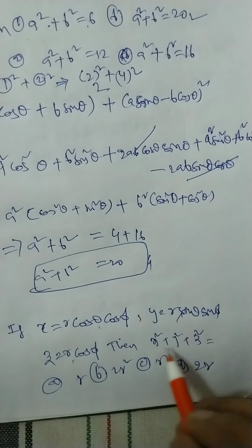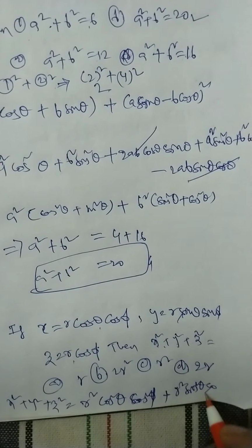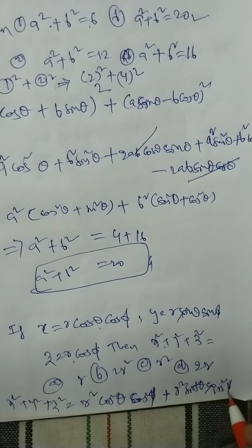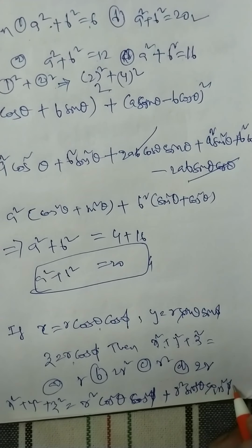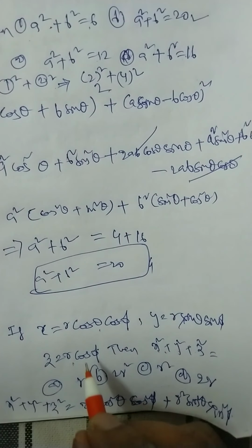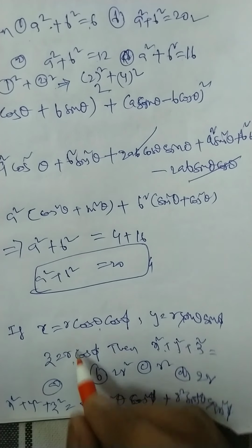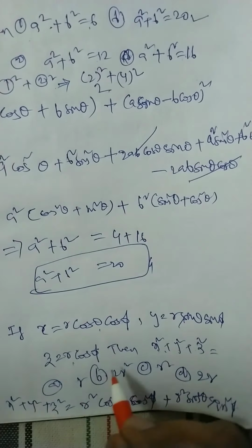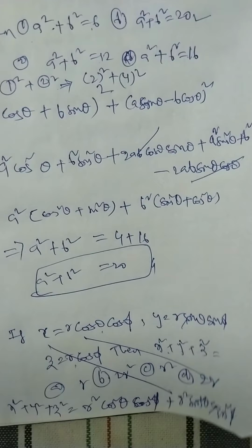So when you do that, x square plus y square plus z square, you can find that r square cos square theta cos square phi plus r square sin square theta sin square phi. Sorry, this problem is a little bit wrong. I'm cancelling the problem. So we see another problem.